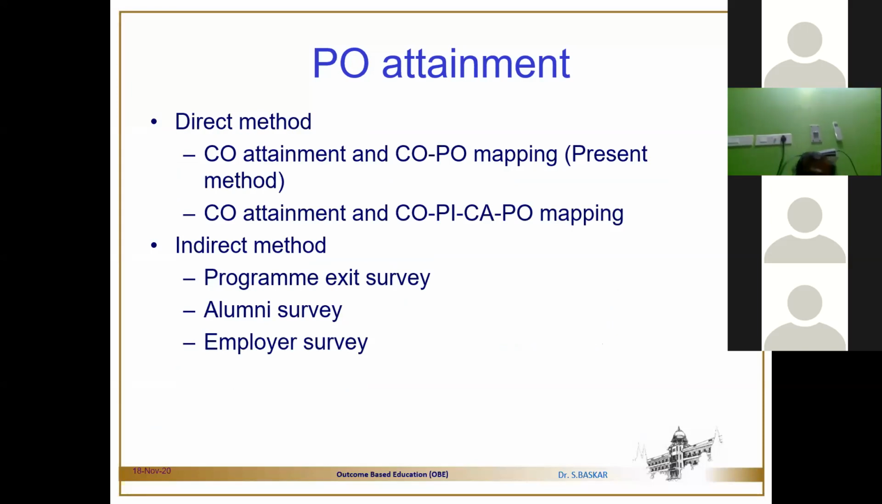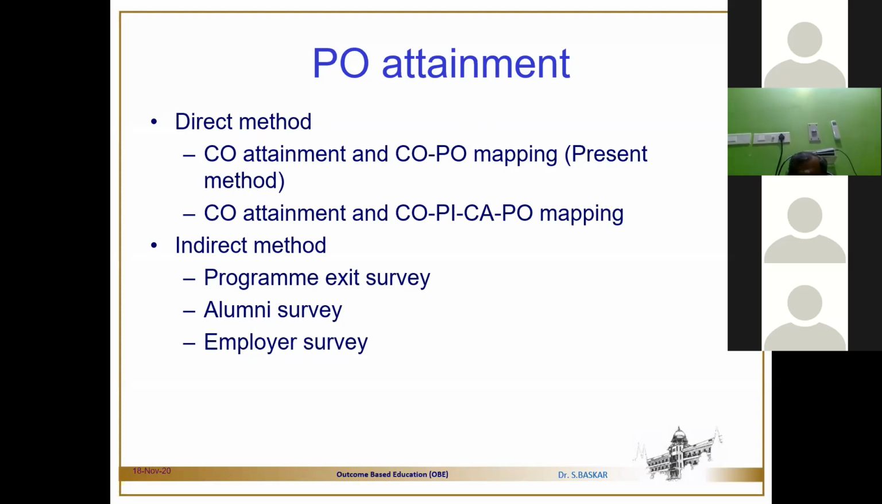PO attainment is ultimate actually. Only at the end of the program, we are going to calculate the PO attainment. This PO attainment only confirms whether students are able to satisfy the expected graduate attributes or not, whether our students are able to have the abilities to practice as an engineer or not.